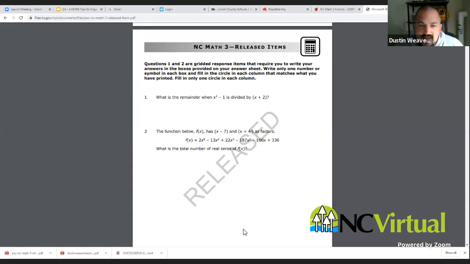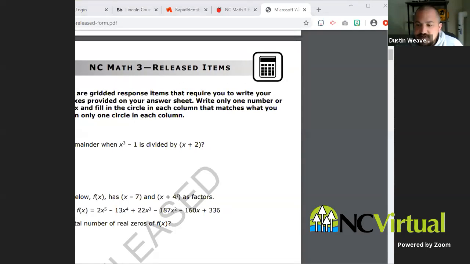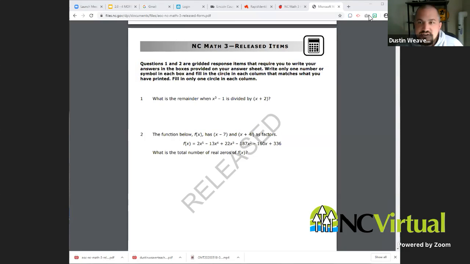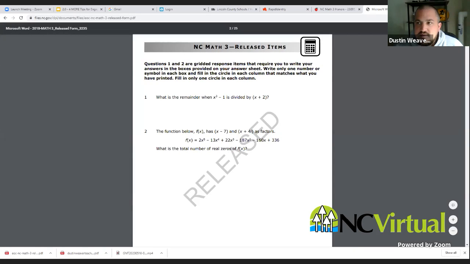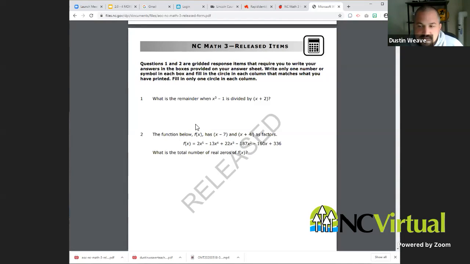Question number 1 says, what is the remainder when x to the third minus 1 is divided by x plus 2? And does anybody remember? So the first thing I want to ask is, does anybody remember what we'd be doing in this type of question? What would this type of question require us to do in order to solve? So think about it. We're taking a polynomial and we're dividing. So what would we be wanting to do here to solve?